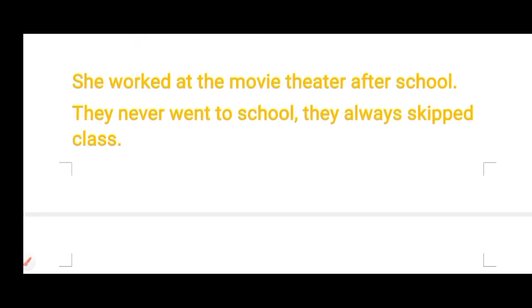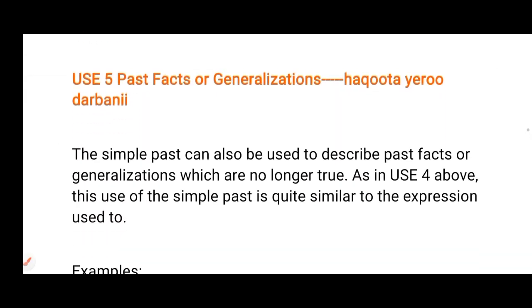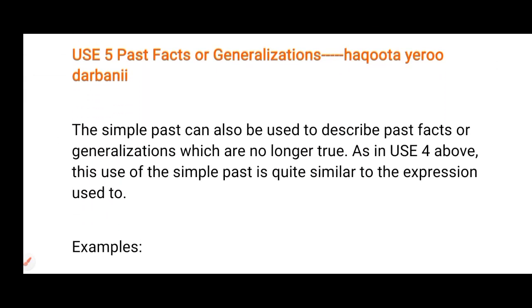Past tense is classified into four structures and the time period of action. Number 1, simple past tense. Number 2, past continuous tense. Number 3, past perfect tense. Number 4, past perfect continuous tense.